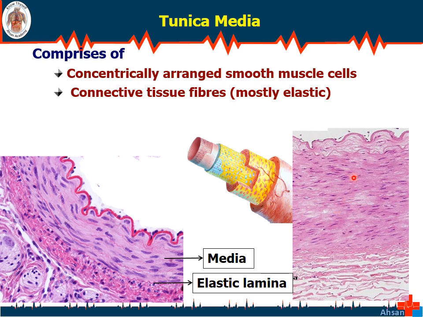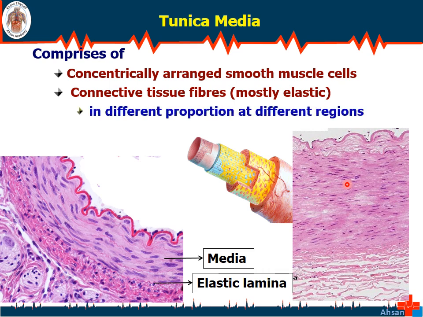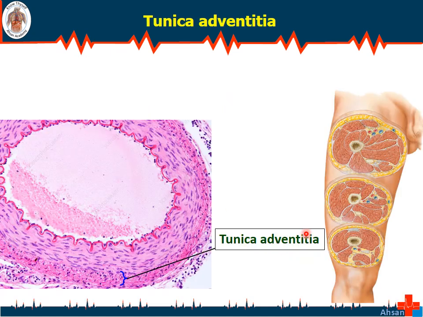In between that there may be some elastic lamella, and the ratio of the muscle and the elastic layer varies from size to size of the artery and also from the vein. After that, outside, you can see, similar to the internal elastic lamella, one elastic lamella, but it is relatively less marked. This layer is known as the external elastic lamella. So the external elastic lamella is part of the media and the internal elastic lamella is part of the intima.